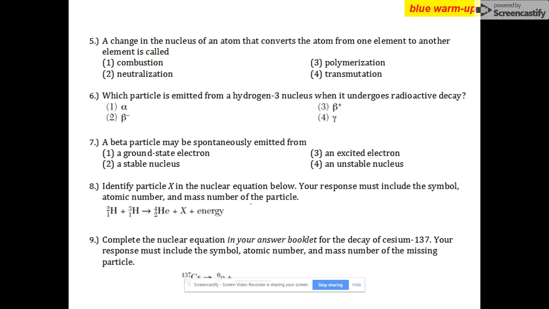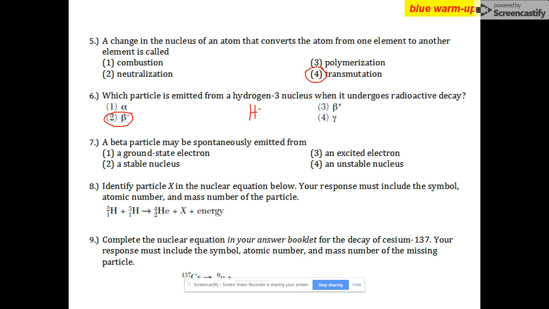Okay, multiple choice, number 5. A change in the nucleus of an atom that converts it from one element to another. Hey, that's transmutation, turning one element to another. What particle is emitted from a hydrogen-3 nucleus when it undergoes radioactive decay? Use table N, okay, and find hydrogen-3. It undergoes beta decay, okay? Beta particles or electrons. That's right from table N.